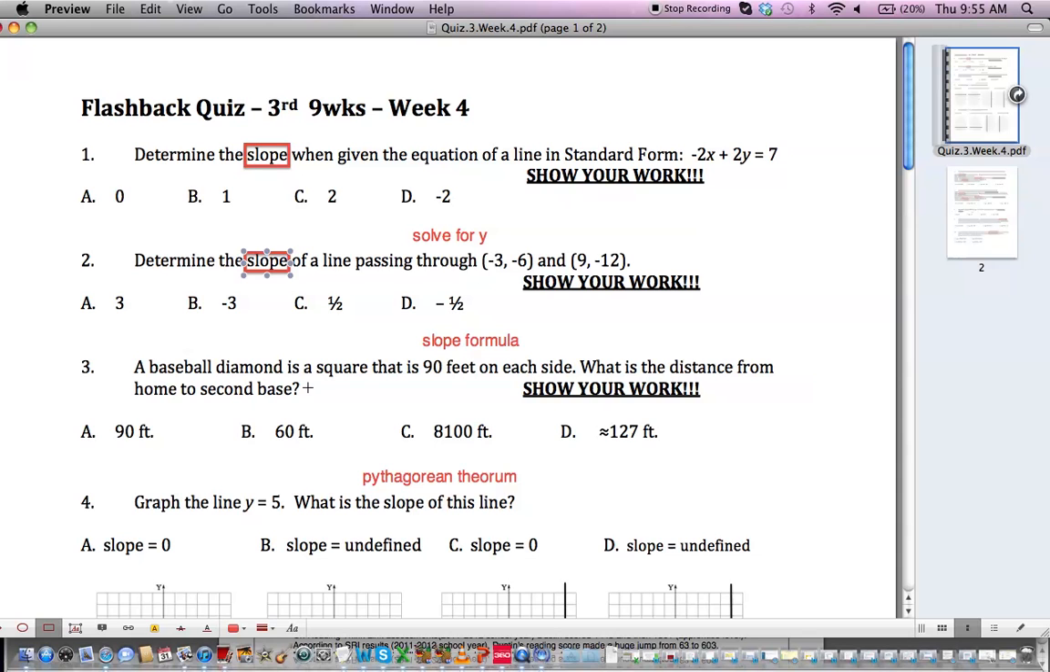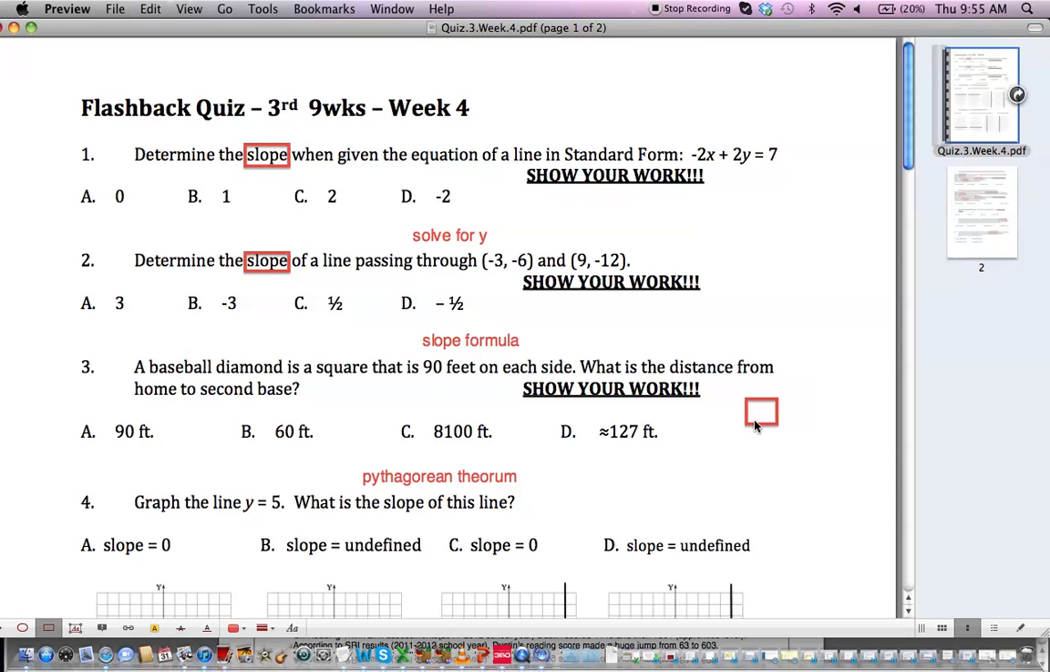Okay. Number 3. A baseball diamond is a square that is 90 feet on each side. What is the distance from home to second base? All right? It is a square, so think about that. Of course, it's a little bit like this. I just put a square there, but it's kind of turned on its side. Looks like a diamond. But it's 90 feet, 90 feet, 90 feet, and 90 feet. So we want to know the distance from home to second base.